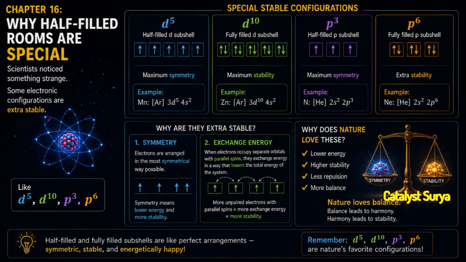Scientists also noticed another interesting pattern. Some electronic arrangements are especially stable. Half-filled and completely filled subshells have extra stability. This happens because of symmetry and exchange energy. Nature always prefers balance and stability.